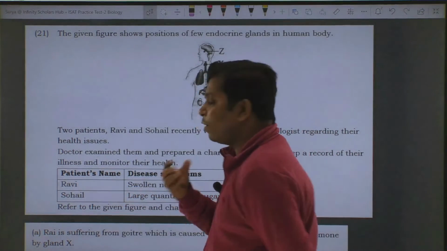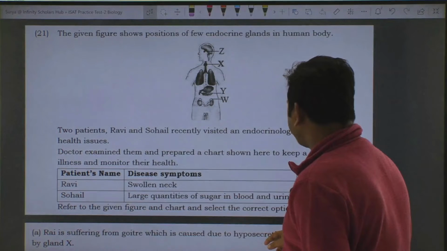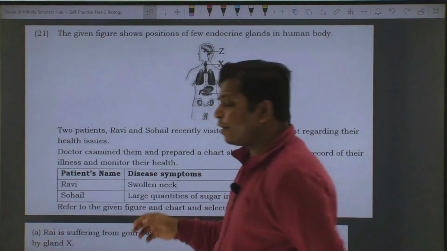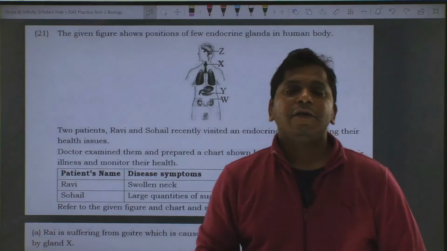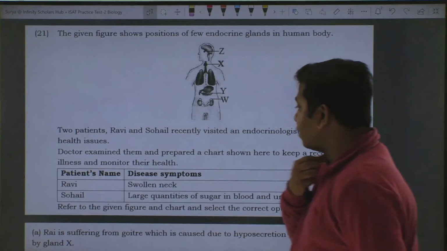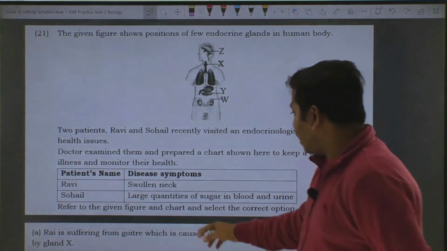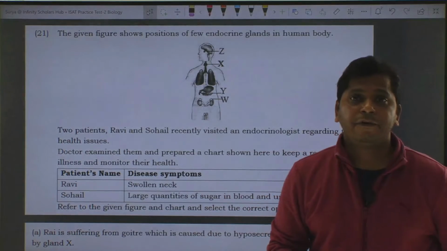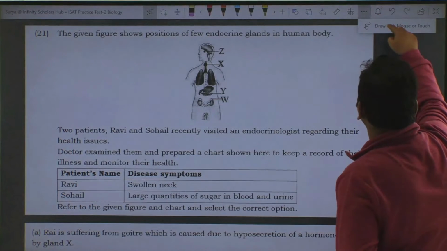Ravi has a swollen neck and Sohail has large quantities of sugar in the blood and urine. So swollen neck, and they have visited an endocrinologist. That means it is an issue with respect to their hormonal disorder, and swollen neck as a disease is due to a disease called goiter. And large quantities of sugar in the blood and the urine is an indication of hyperglycemia or diabetes. So let us look at the options which are given so that we can choose the correct option.